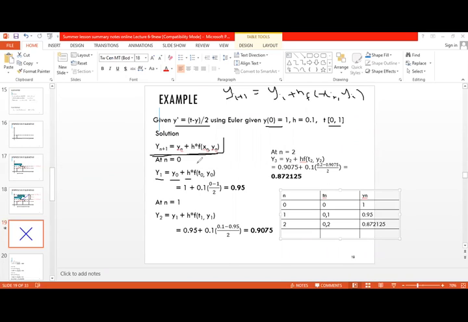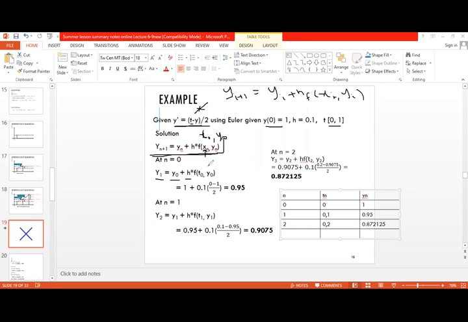In the formula that would have been x0 and then y0. But let's take note that the differential equation is not a function of x. It's rather a function of t. So your independent variable x in this formula changes to t.